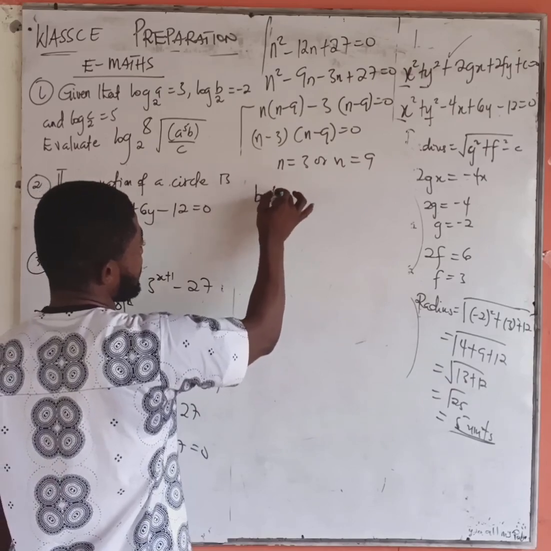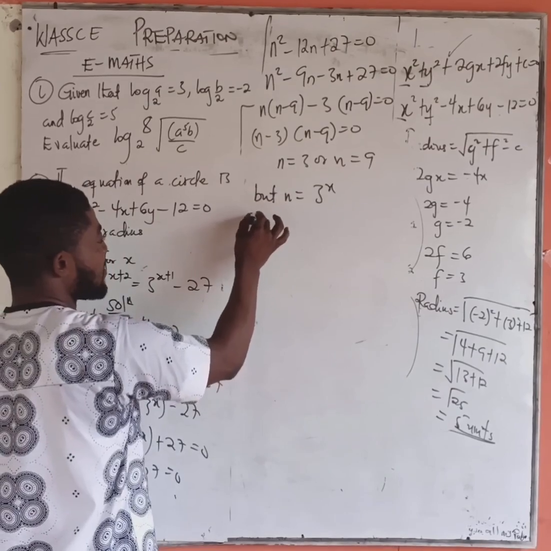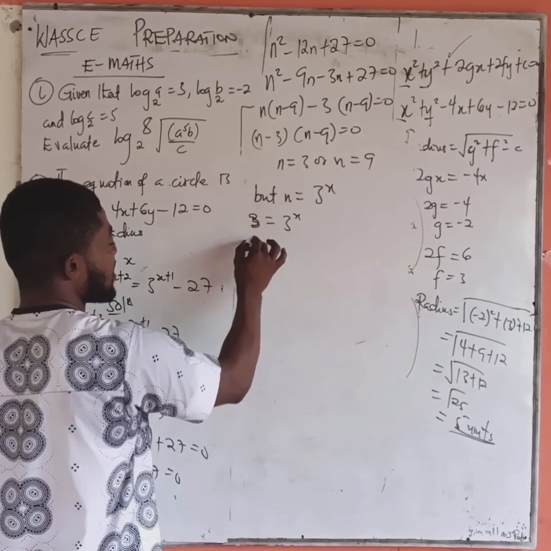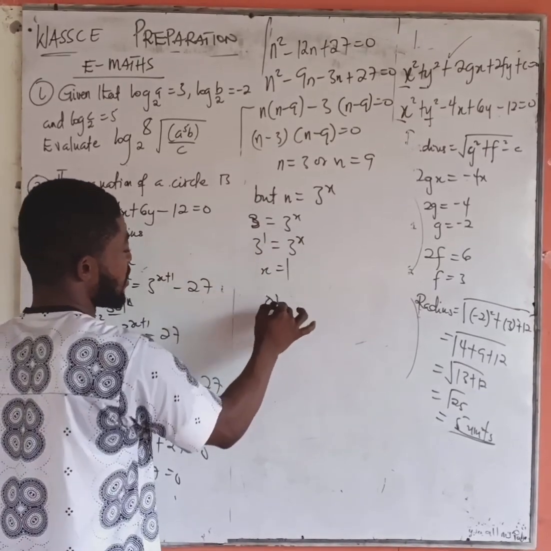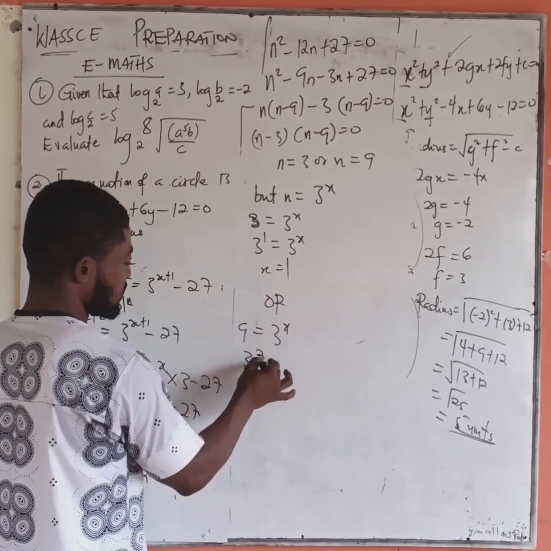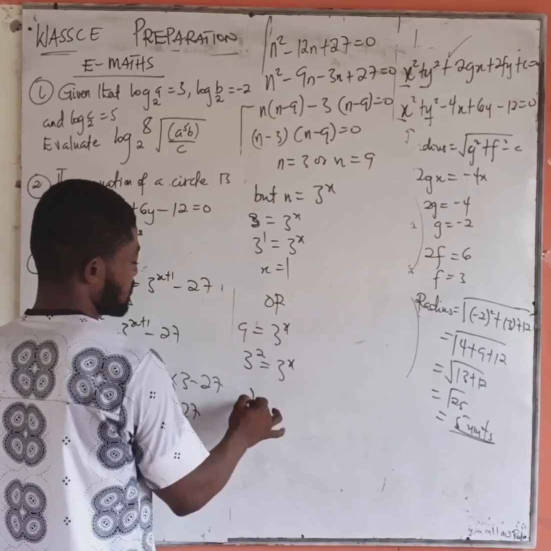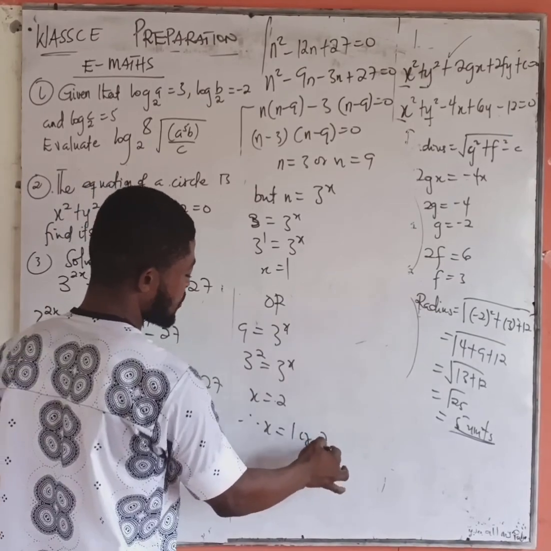But n is equal to 3 to the power x. If n is 3, I now have 3 to the power 1 is equal to 3 to the power x. X is equal to 1. Or this. So therefore, x is equal to 1 or 2.